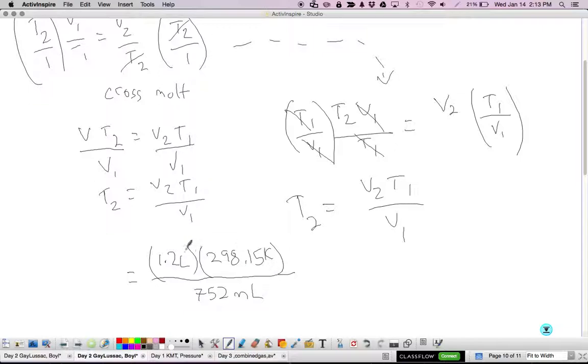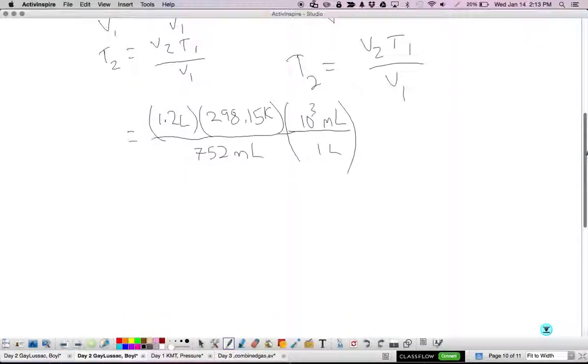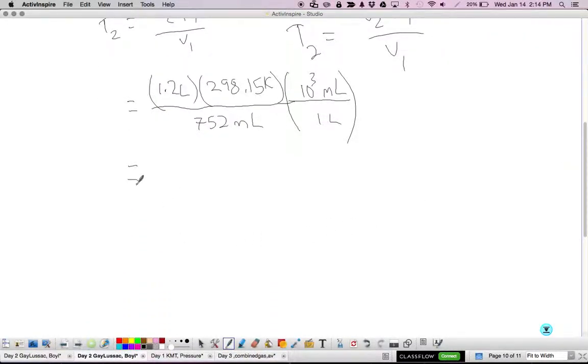Because I see here that I have liters on top and milliliters on bottom. Well, I'm trying to end up with temperature, which means I need to end up with Kelvin. I need to get rid of these two units. Gotta pay attention to units. All right, so I'm just going to add my conversion factor onto the end here. There are 10 to the third milliliters in 1 liter. Okay, so now I do that. I get 4.8 times 10 to the second Kelvin.